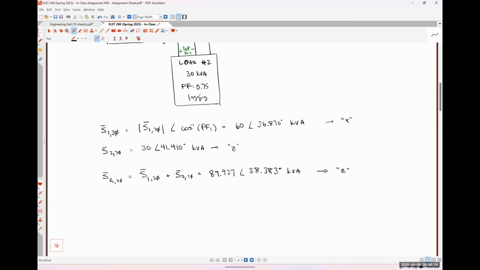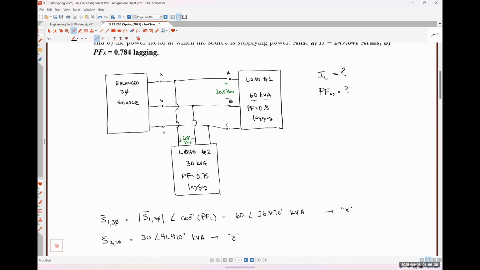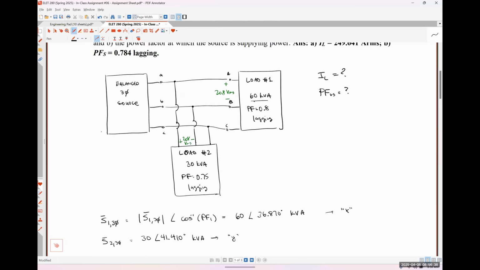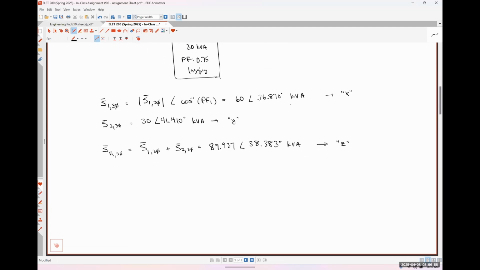Okay. So 89.937 angle 38.383 is what I got stored in my calculator. So I feel pretty strongly that I'm correct there. So how are we going to solve for the line currents in our system or the power factor at which our voltage source operates? I feel like we can do the power factor pretty easily because that is just identical to what we've done before. So having this information, how would we calculate the power factor of our voltage source?